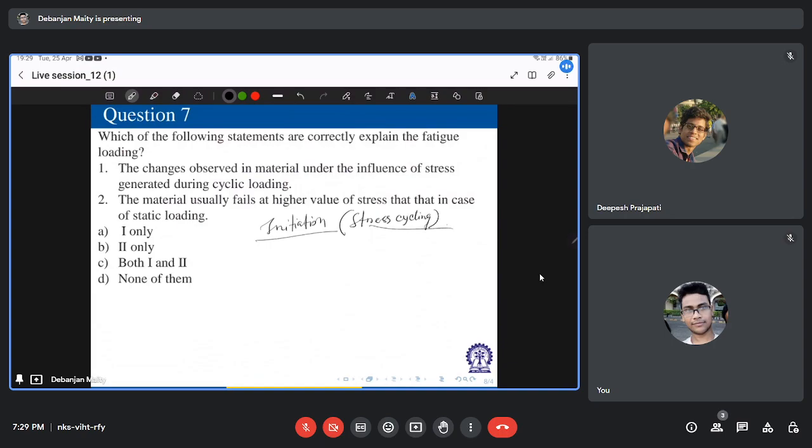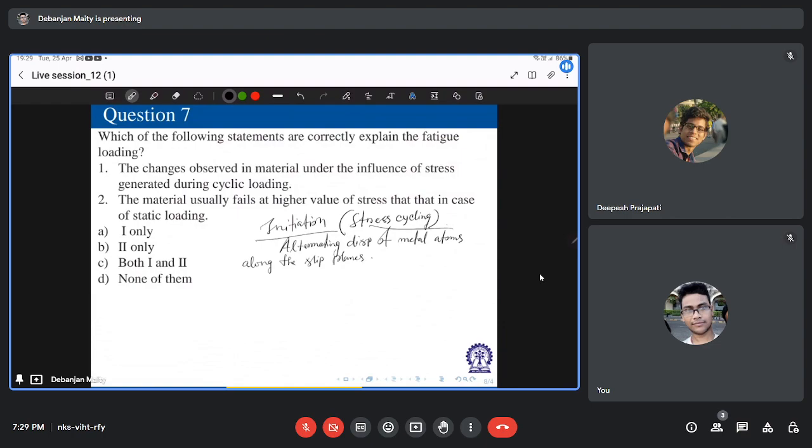Because of stress cycling. So basically in stress cycling, what is happening is it will result in some alternating displacement of the metal atoms along the slip planes, right?